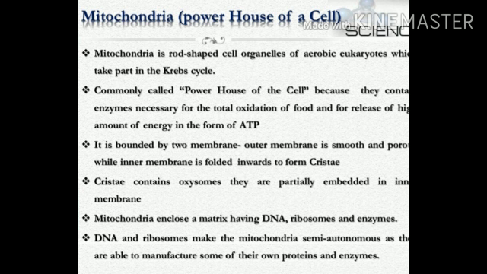Okay, it's also a membrane bound organelle. It contains an outer membrane which is smooth and the inner membrane which is folded. As you can see in the diagram, there is a folding inside the mitochondria. Now mitochondria contains its own DNA, its own ribosomes and its own enzymes. You should keep this thing in your mind.